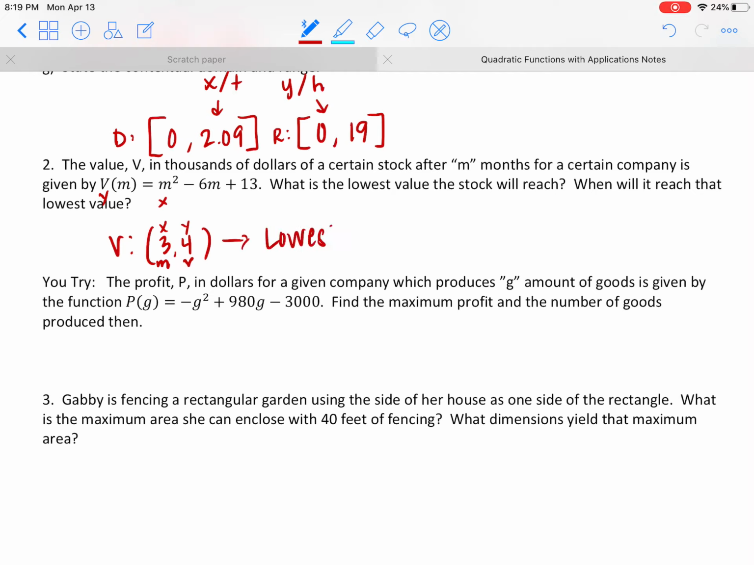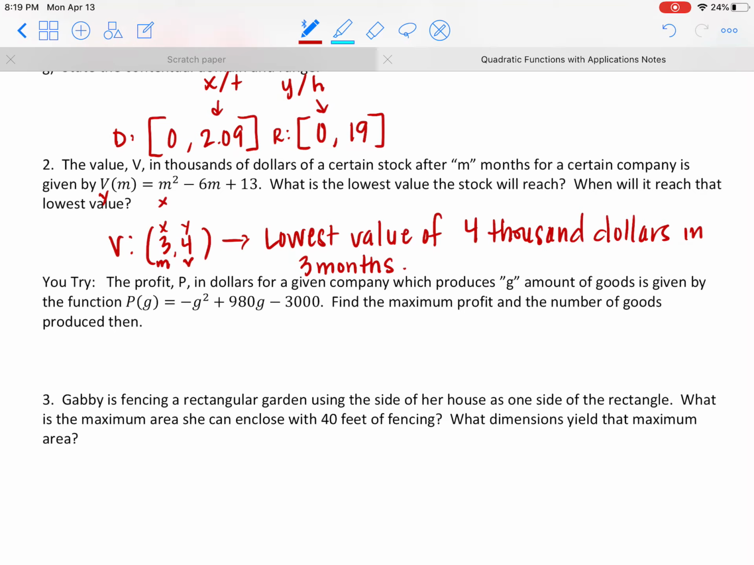So this says there's a lowest value of $4,000 in exactly 3 months. Okay, that's that. So if you want to try out the next one, give it a shot.